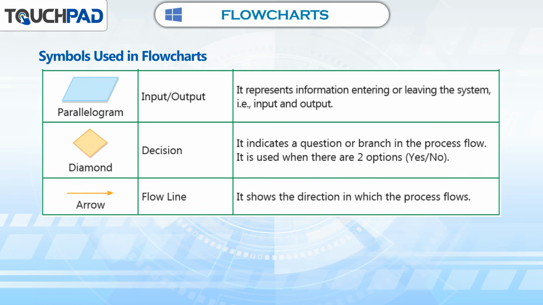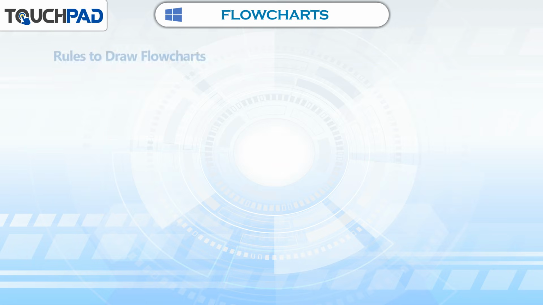Diamond, decision. It indicates a question or branch in the process flow. It is used when there are two options, yes or no. Arrow, flow line. It shows the direction in which the process flows.